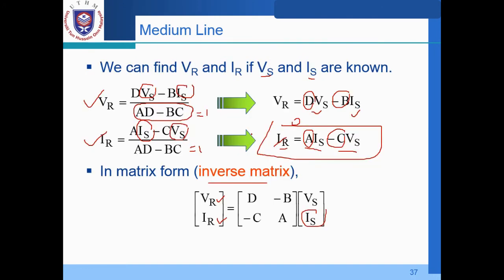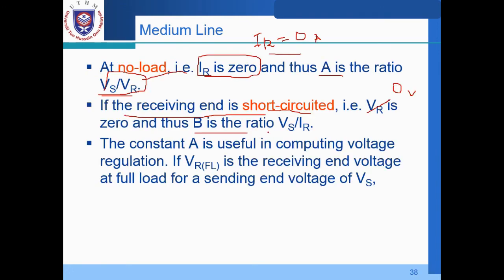And thus, again, from this expression, since we have VR equal to 0 volt, rearranging, we can get the ratio VS over IR, which is defined by this B.